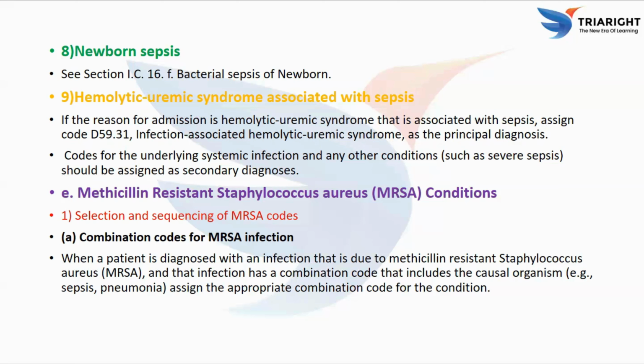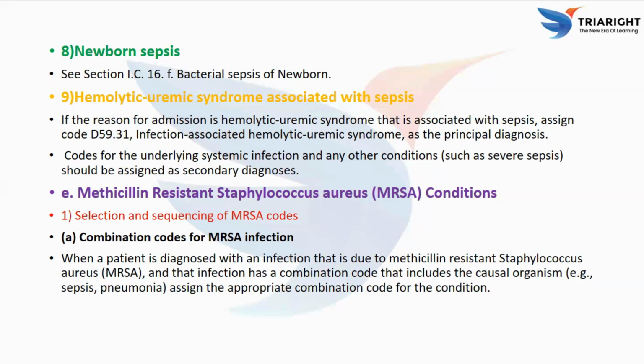So what is the example? A patient admitted with hemolytic uremic syndrome due to sepsis from E. coli or acute kidney failure. So what is the coding sequence? D59.31, that is infection associated HUS, which is the principal diagnosis, or A41.4, sepsis due to E. coli, or N17.9, acute kidney failure, or R65.2, severe sepsis if it is documented.